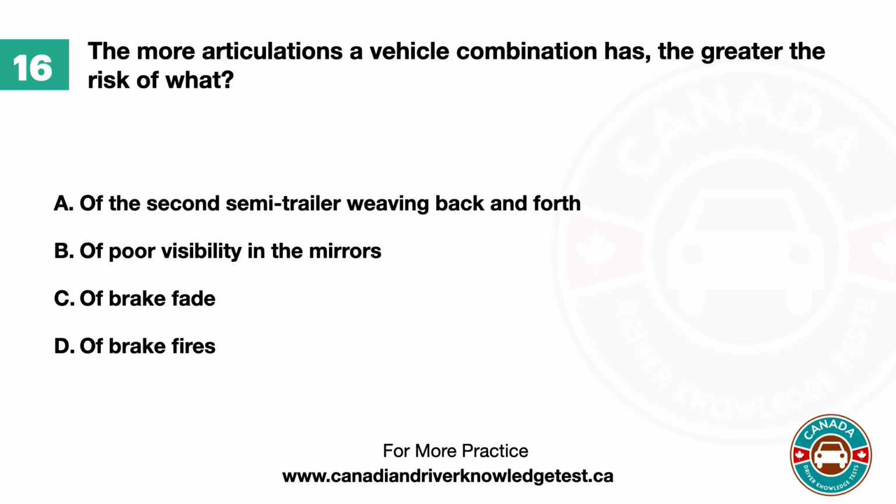Question 16. The more articulations a vehicle combination has, the greater the risk of what? A. Of the second semi-trailer weaving back and forth. B. Of poor visibility in the mirrors. C. Of brake fade. D. Of brake fires. The answer is A. Of the second semi-trailer weaving back and forth.